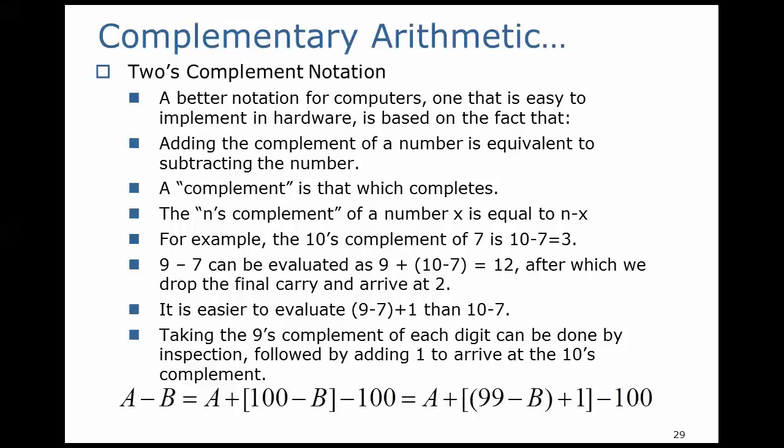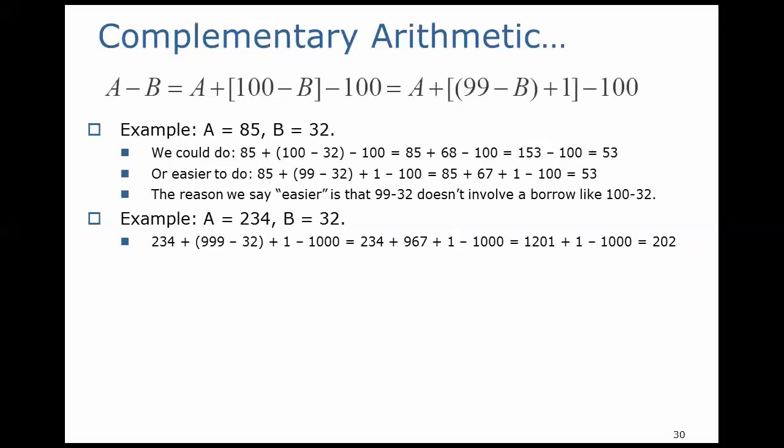Let me show you what this would look like for 2 examples. In the first example, say a is 85 and b is 32. We could do the 10's complement. We'd do 85 plus the quantity 100 minus 32, then remove that carry. That would be 85 plus 68, and that's 153. We drop the final carry and we arrive at 53, which is the answer.